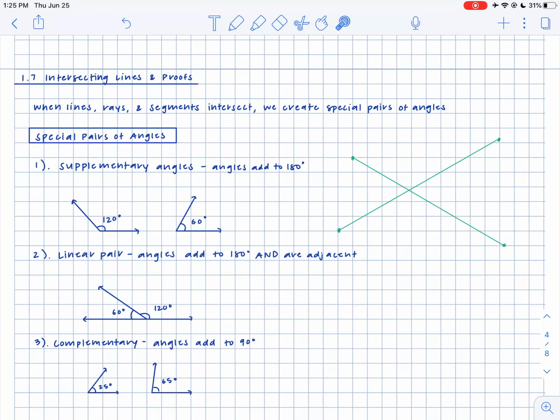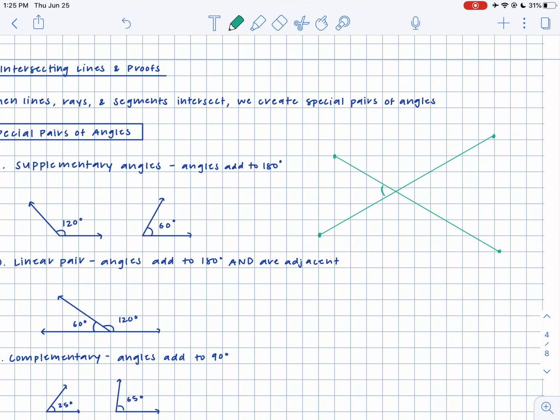Can you identify one? You can identify one right away based off of what we learned from 1.5. Remember the linear pair of angles? They add up to 180 and are adjacent. And we can see that in these two segments. We see this angle and this angle. They are adjacent to each other, and when you add them up together, you get 180. And you can see right here, this angle and this angle, they just have a straight line, which should tell you that they add up to 180. So that's one special pair.